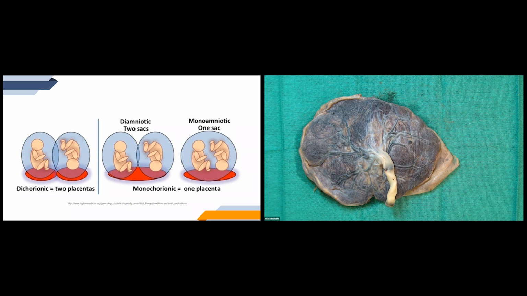Another type of twin placenta is monochorionic diamnionic. This would be when there is 1 placental disc and 2 amniotic sacs. This one also has a dividing membrane, which consists of 2 layers of amnion, and these dividing membranes are usually translucent. And then the last type of twin placenta is a monochorionic, monoamnionic. This one would have no dividing membrane.